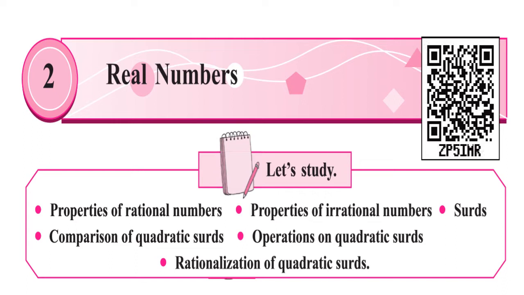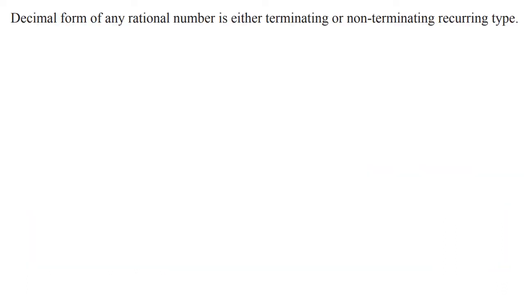Similarly, for multiplication we have the multiplicative inverse. For every rational number a, there exists a rational number 1 upon a such that a into 1 upon a is equal to 1. A and a get cancelled. You can see this in the textbook. It is given in tabular form. After that, we studied the terminating type and non-terminating recurring decimals. Okay, so now let us revise it in short.